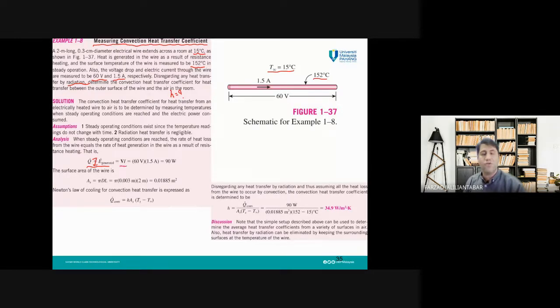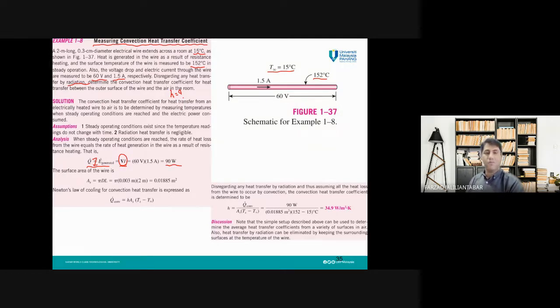E dot generated, or the amount of the thermal energy which is generated in the wire, is due to the flow of the electricity. From physics, you know that this amount of energy is equal to V times I, where V is the voltage and I is the current of the electricity. You need to know this from physics. So it is given 60 volts, and the current is 1.5 ampere. So finally, the Q dot for the heat transfer rate will be 90 watts.